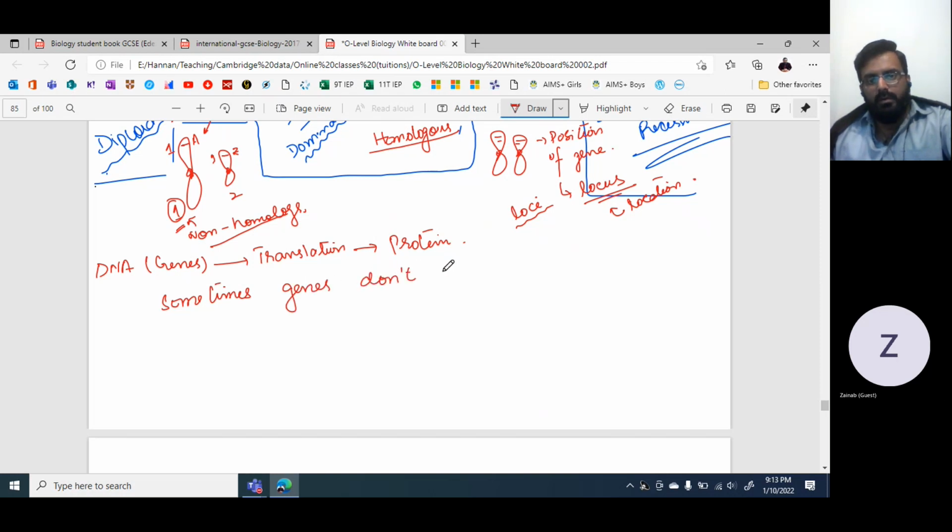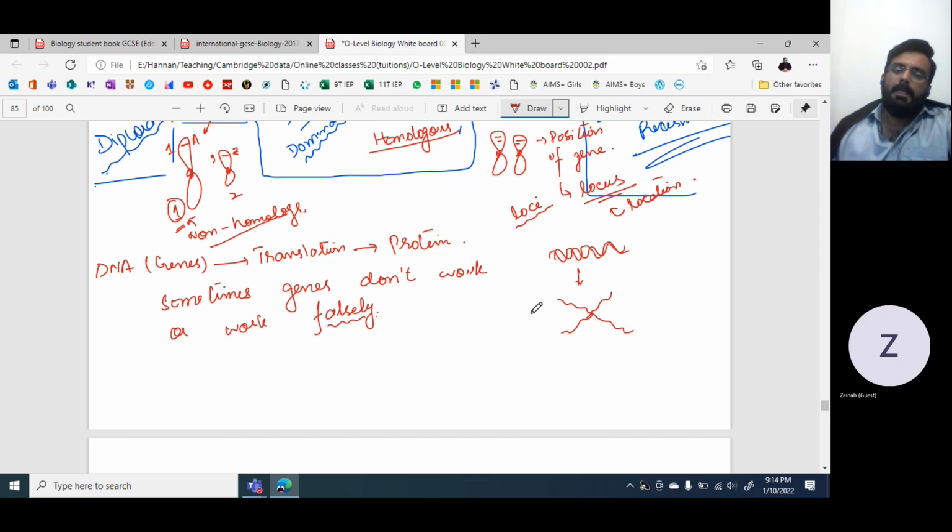Sometimes genes don't work or work falsely. Very important word here, or work falsely, right? For example, I have this small gene here, and it is creating a protein like this, an X-shaped protein, right? Somehow this gene got mutated. I'm not discussing the concept of mutation here because it is in our curriculum, but it would be discussed later.